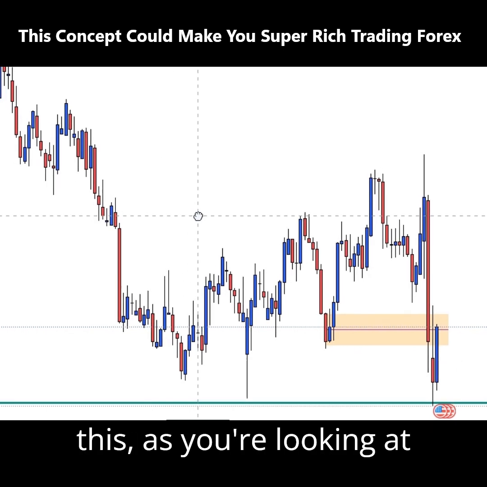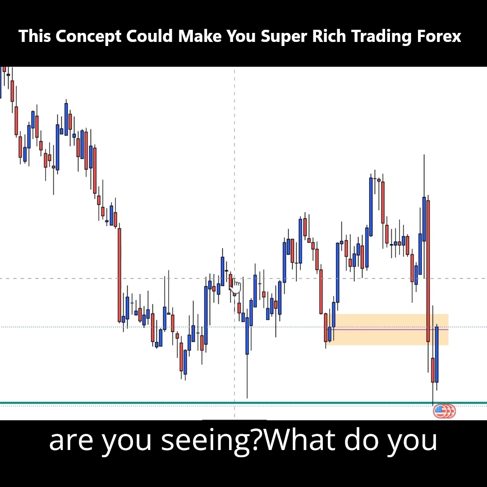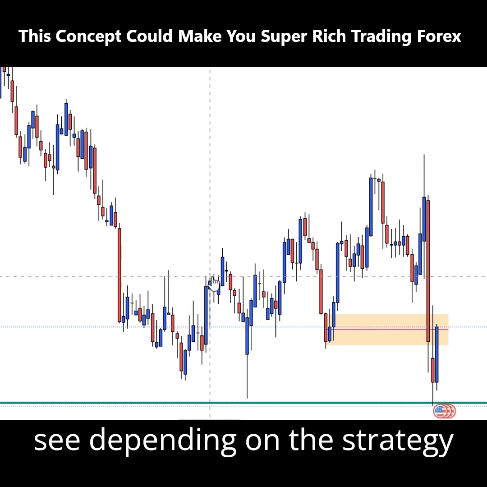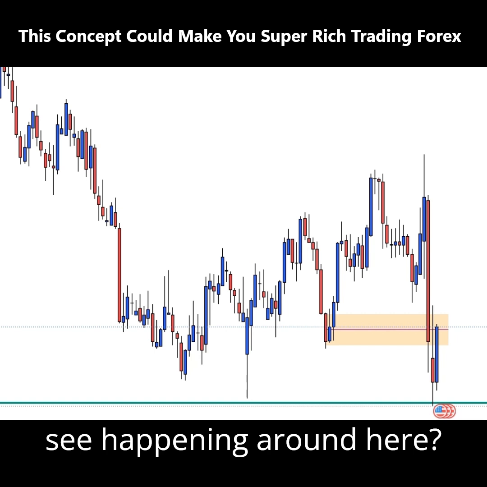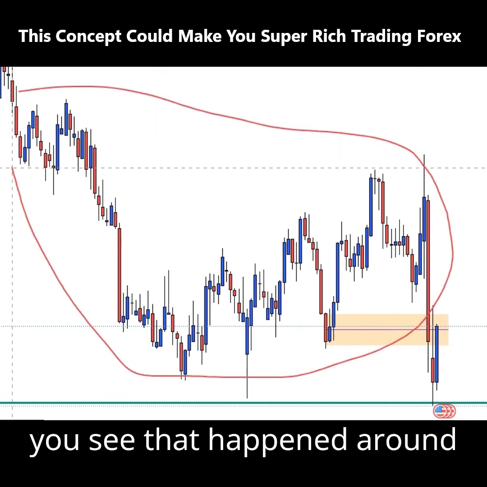Now, as you're looking at this chart right now, what are you seeing? What do you see? Depending on the strategy you are trading, what do you see happening around here? What did you see that happened around here?